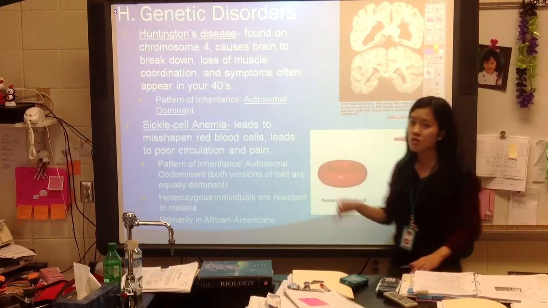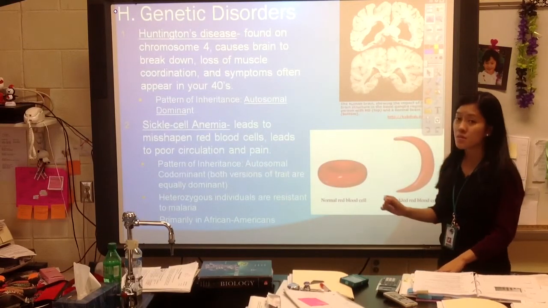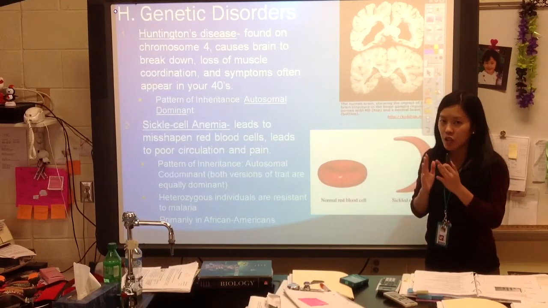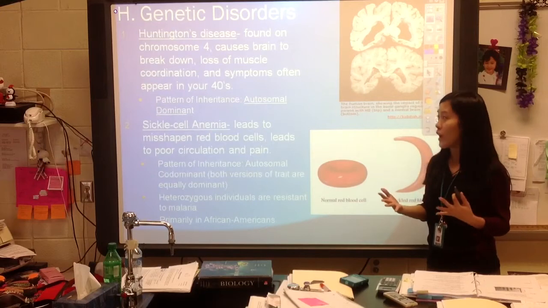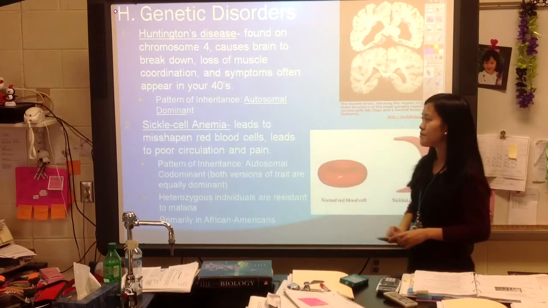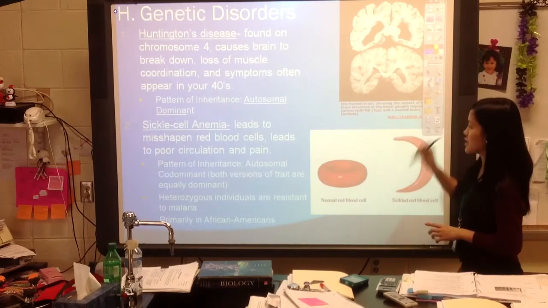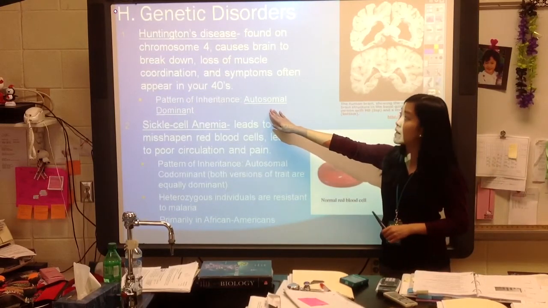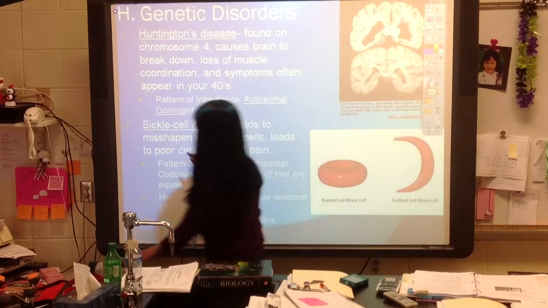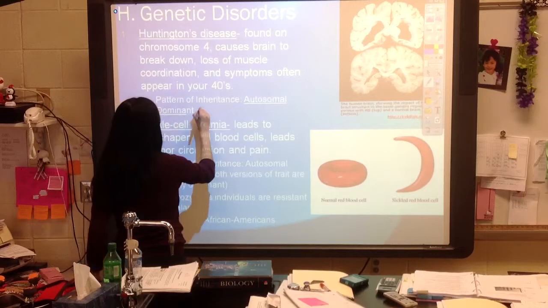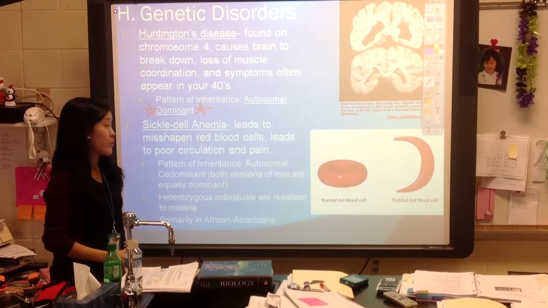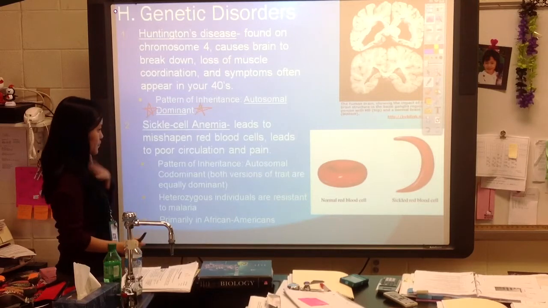And one thing that's interesting about this disease is that your symptoms often appear in your 40s. You've had this disease your whole life. It's been in your genome, in your DNA your whole life, but you don't really see symptoms until you're in your 40s. The pattern of inheritance here is that it's a dominant disorder. So that's the main big thing about this disease. It is dominant, and it's actually going to be the only dominant disorder that we talk about.